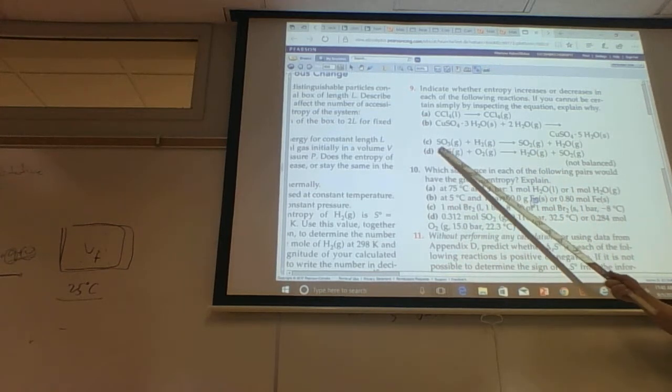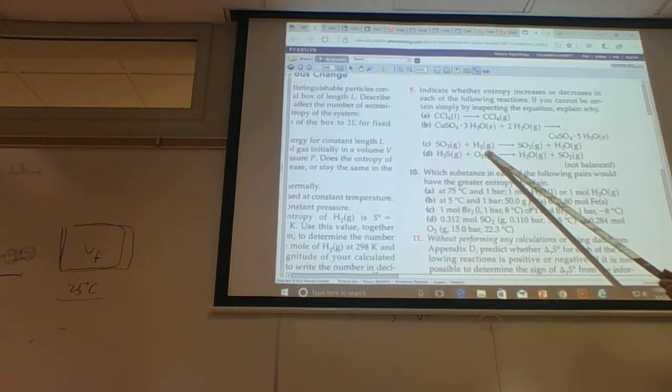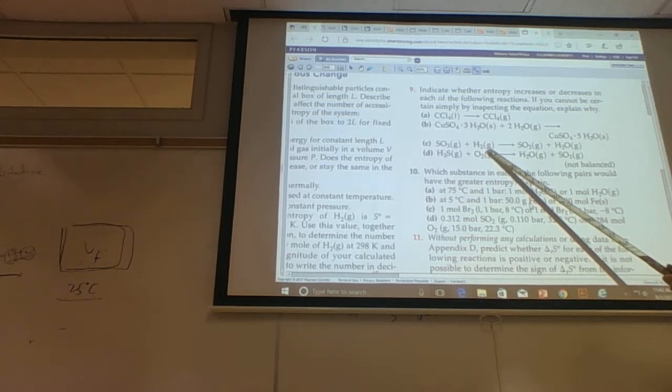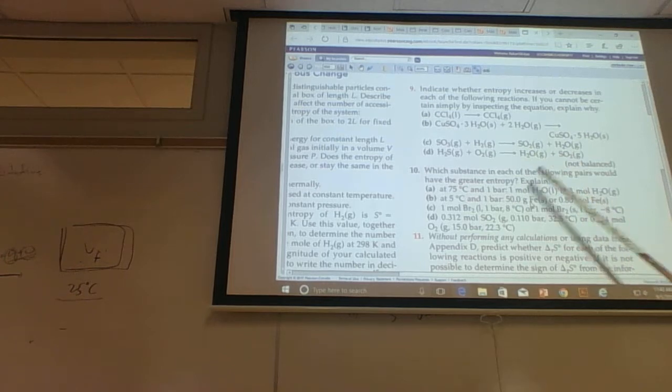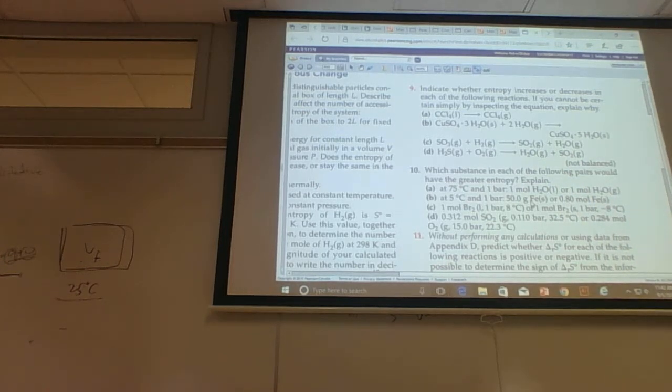If we go to the third one, let's see here. What do you think? SO3 and hydrogen to SO2 and water. Can you tell me, is energy increasing or decreasing? Staying the same. How did you get it staying the same? Because two moles of any gas at the same temperature have the same kinetic energy. Okay, you're thinking in terms of ideal gas now. I'm not thinking in terms of ideal gas anymore. I'm thinking in terms of real gases. Real gases are going to have chemical properties.